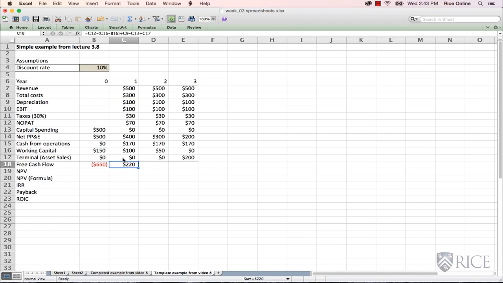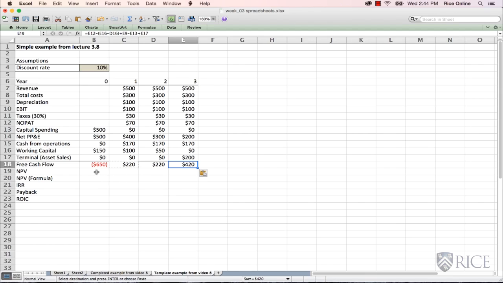And then I'm just going to Control-C, copy, and then paste that in each period. So that generates 220 in free cash flow in period 1, 220 in free cash flow in period 2, and 420 in free cash flow in period 3. The extra 200 in period 3 comes from the fact that I'm sweeping clean the balance sheet by getting rid of the assets that I had left on the balance sheet. I had a net property, plant, and equipment of 200. I'm getting rid of it by selling it. That's generating the extra 200 in free cash flow.